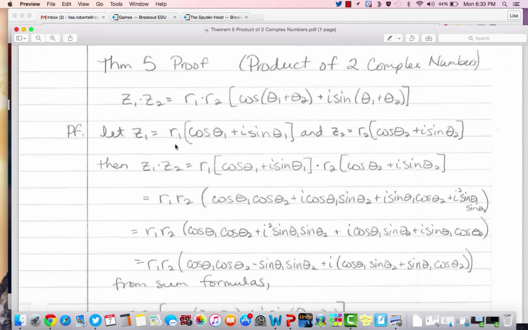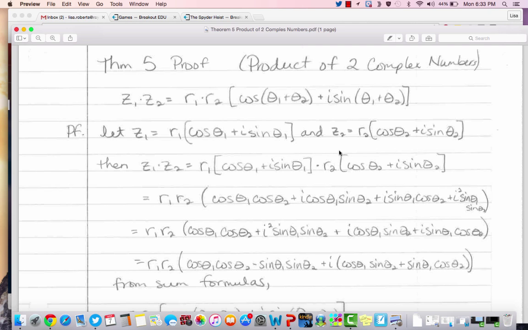So if we let z1 be r1 (cosine theta 1 plus i sine theta 1), and z2 equal r2 (cosine theta 2 plus i sine theta 2), we can multiply those two together and have this. Now again, we can rearrange. Because we're multiplying, we can bring the r1 and the r2 in the front. Multiplication is commutative, which means the order doesn't matter. And then we're going to go ahead and FOIL this out.